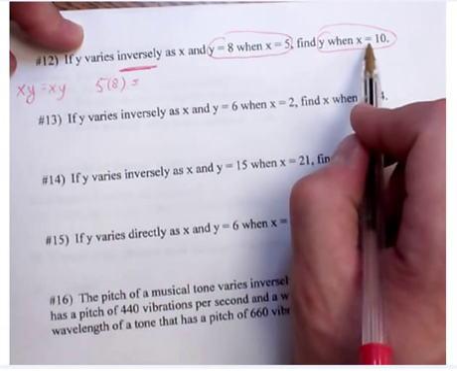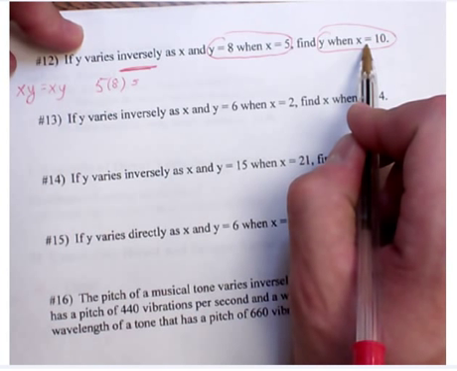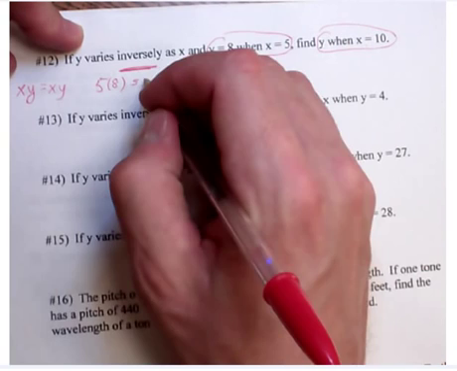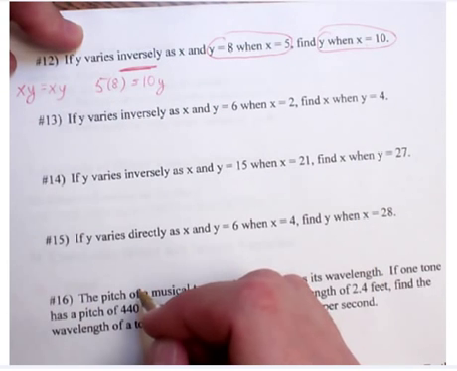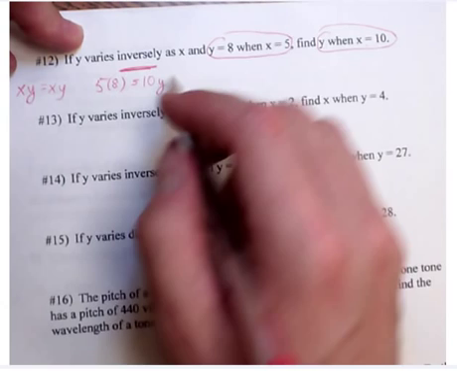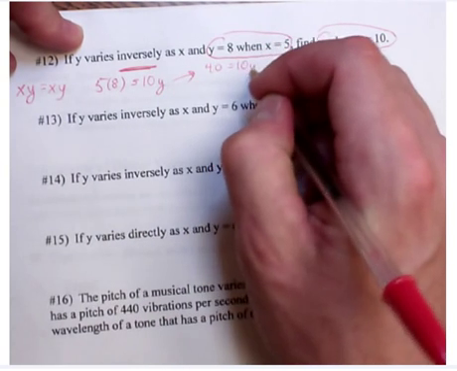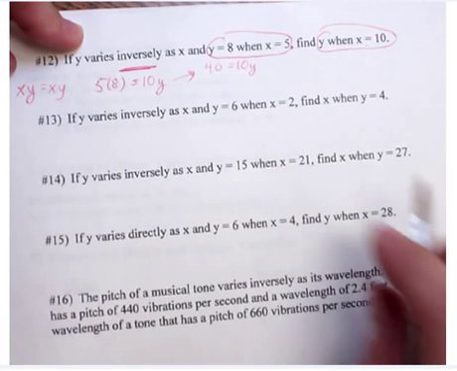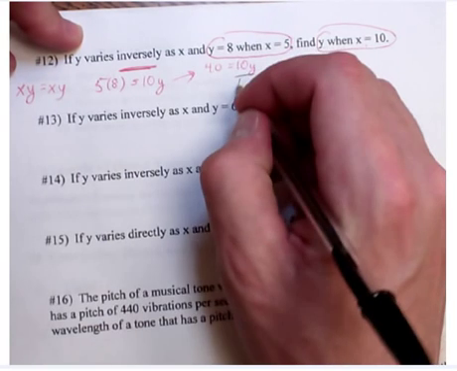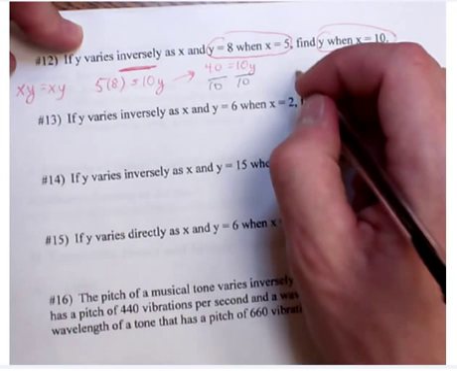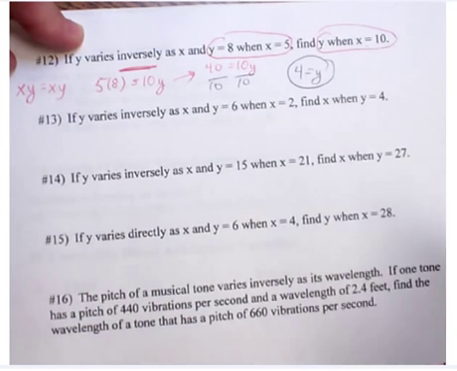Over here, they give you the x value, but we're missing the y. So it's x times y, that's 10 times y. Now we solve it. 5 times 8 is 40 equals 10y. 10 times y. How do you solve it? Last step, divide by 10, divide by 10. We get 4 equals y.